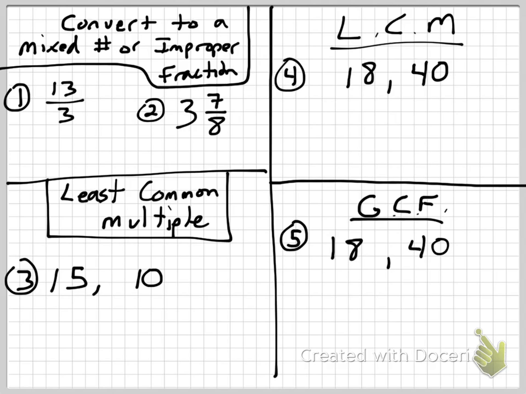Okay, so here we go. You divide, right? 13 divided by 3. That's how you get it to a mixed number. 4 1/3 is the answer.